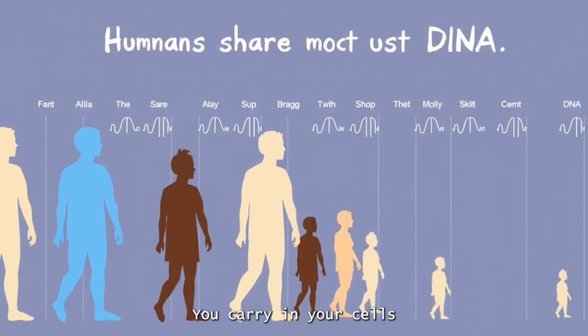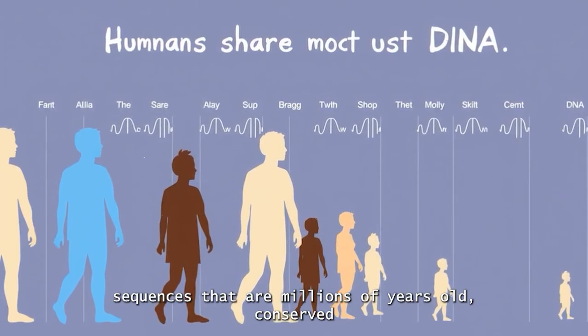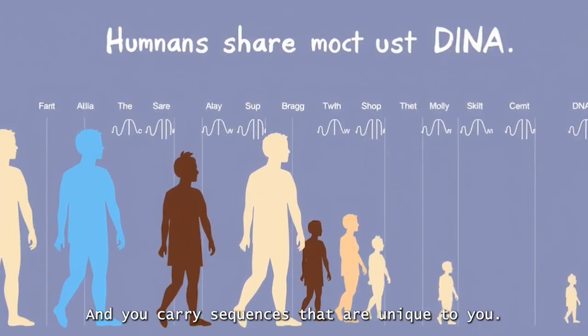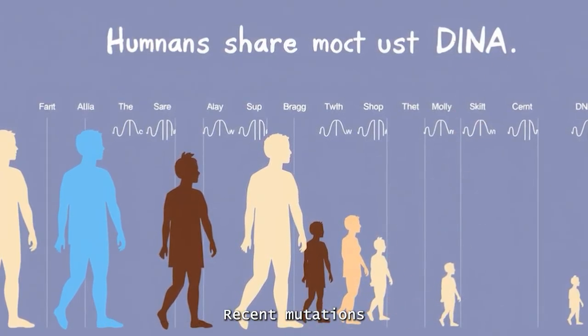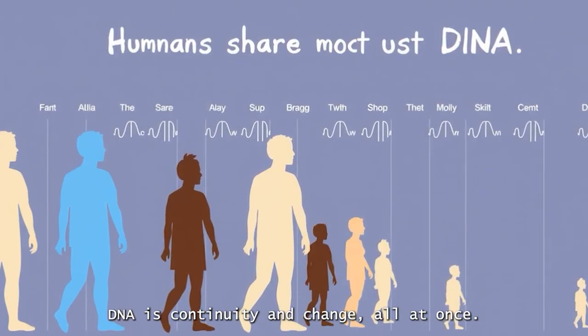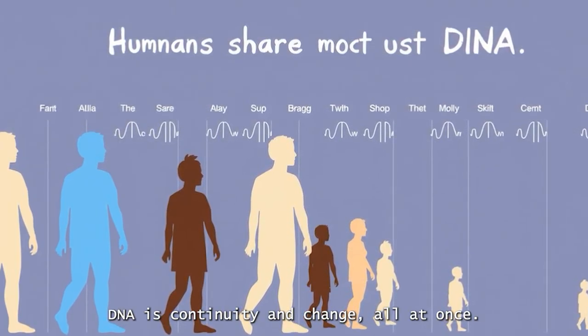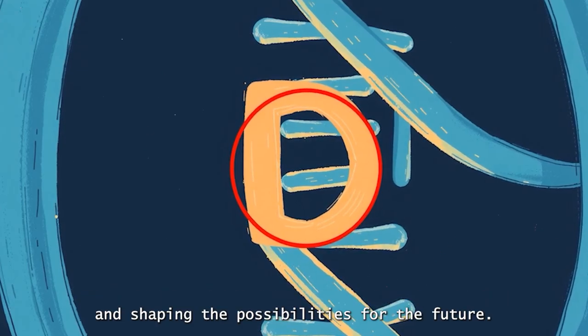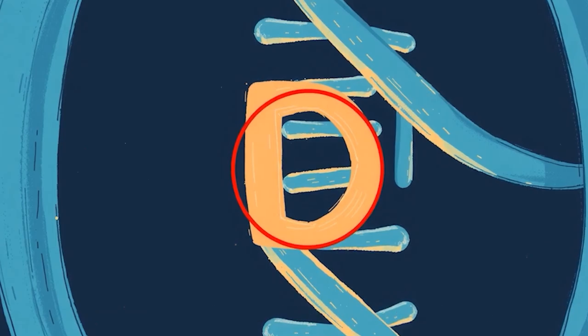You carry in your cells sequences that are millions of years old, conserved because they're essential, and you carry sequences that are unique to you, recent mutations that appeared in your parents or grandparents. DNA is continuity and change, all at once. It controls who you are by connecting you to the past and shaping the possibilities for the future.